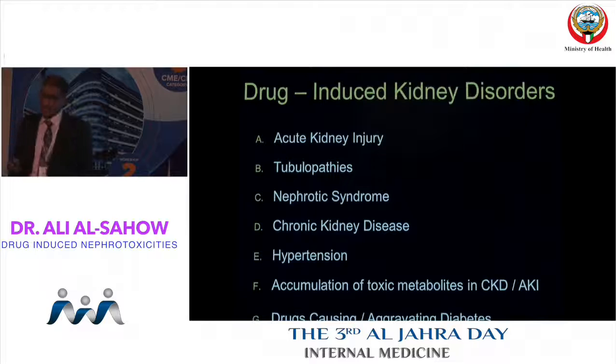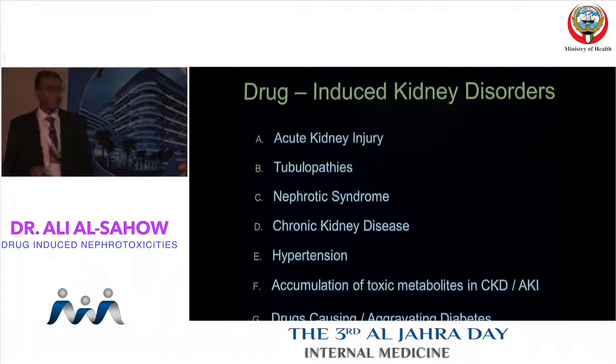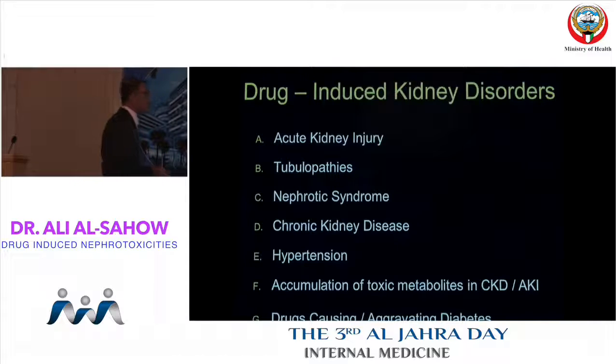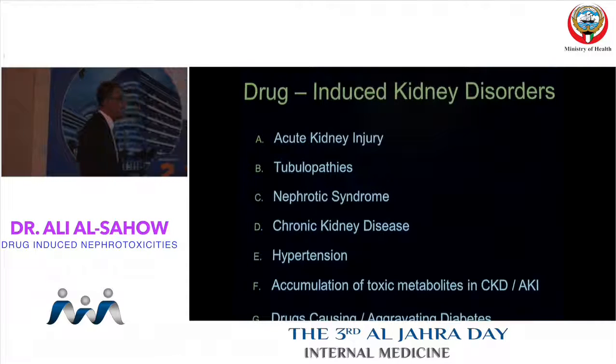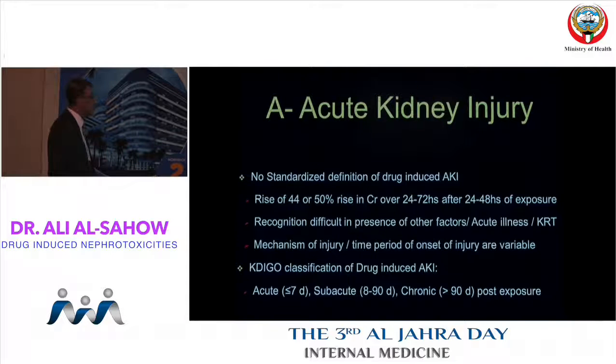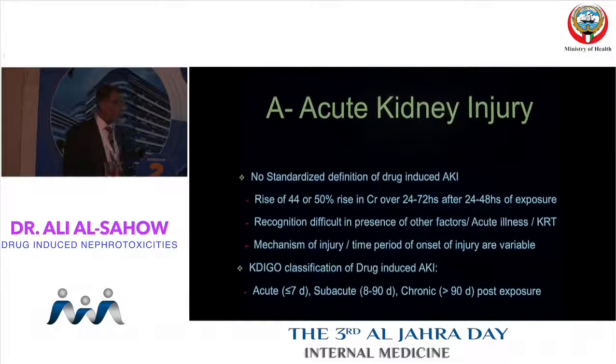So what are the things that these drugs can cause? Well, acute kidney injury, chronic kidney disease, tubulopathies, nephrotic syndrome, hypertension, the accumulation of toxic metabolites, and of course, diabetes, the risk of diabetes. So, acute kidney injury. Well, there's no standardized definition of drug-induced acute kidney injury. Some used in the past a rise of 44 micromole or 50% rise in creatinine over 24 to 72 hours after exposure.